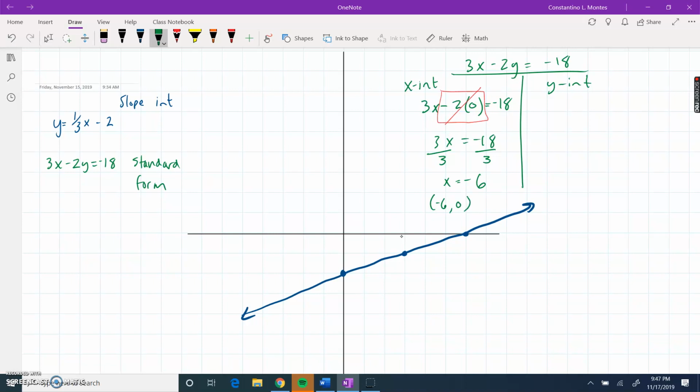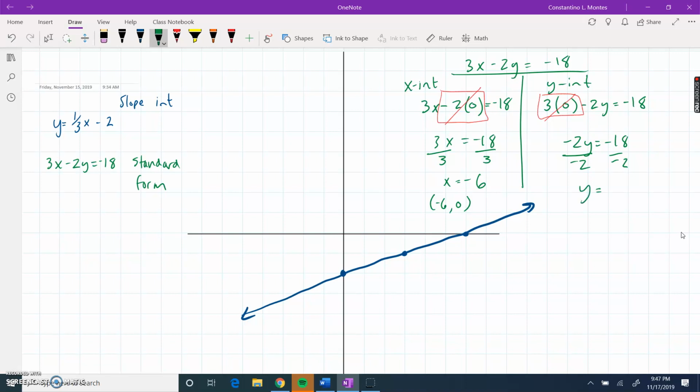Okay, that's my x-intercept. For my y-intercept, I do the exact same thing, except I'm going to plug in 0 for x. I have -2y, and that's equal to -18. Now again, this right here is going to get crossed out because it turns into 0. I just have to remember that I keep this little tiny negative attached to the 2y. So I'm left with -2y equals -18, divided by -2.